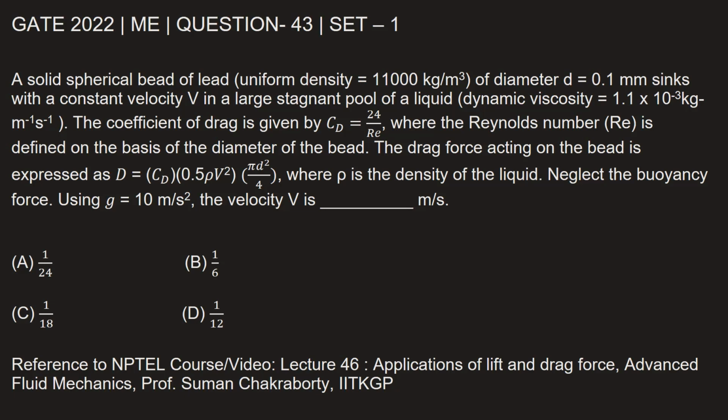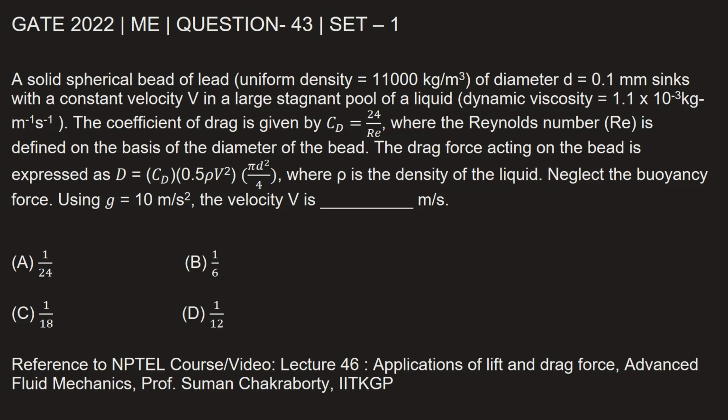This question is from GATE 2022 Mechanical Engineering paper, Set 1, question number 43. A solid spherical bead of lead, uniform density being 11,000 kg per meter cube, of diameter d equal to 0.1 mm, sinks with a constant velocity v in a large stagnant pool of a liquid, whose dynamic viscosity is 1.1 into 10 to the power minus 3 kg per meter per second.